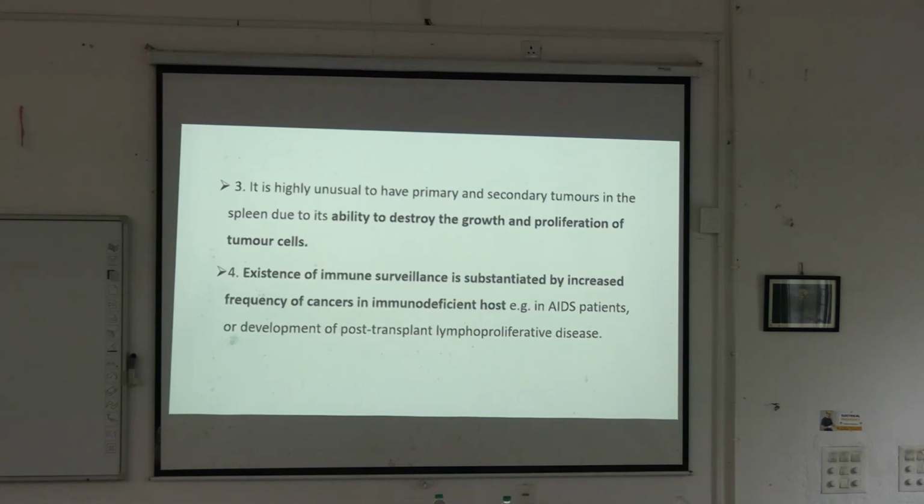Number 3 is it is highly unusual to have primary and secondary tumors in the spleen due to its ability to destroy the growth and proliferation of tumor cells. Number 4 is the existence of immune surveillance is substantiated by increased frequency of cancer in immunodeficient hosts.